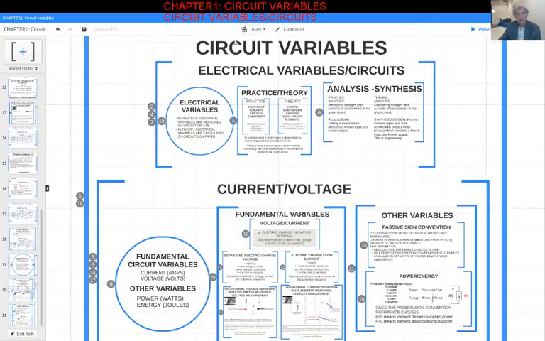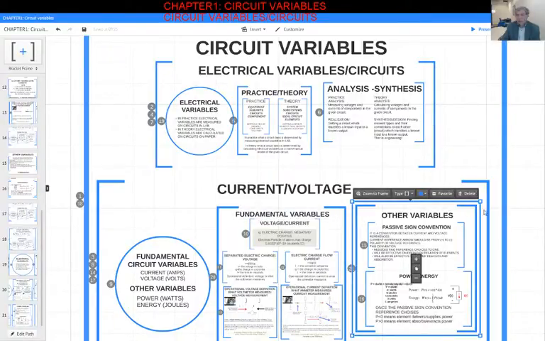Now we examine the circuit variables, the relation between the circuit variables and the circuits. And then we said there are two fundamental variables, which are current and voltage. Here we examine these current and voltages and also learn how to measure current and voltage by a multimeter, or voltmeter and ammeter. The next step is we are going to talk about the other variables, which are power and energy, and their relation to these fundamental variables.